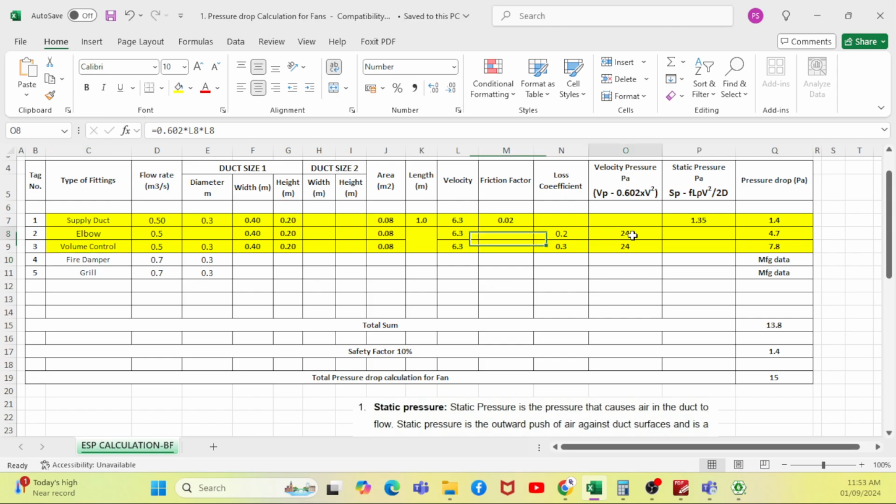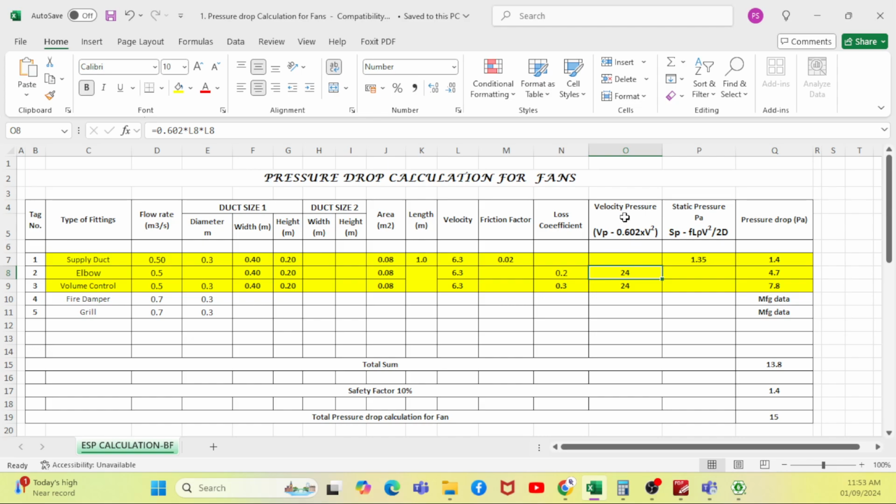So you can calculate the velocity pressure using the equation. Velocity pressure calculation is Vp equal to 0.602 multiplied by V square. The static pressure calculation is f L rho V square by 2g. All the values are available, so you can get them.